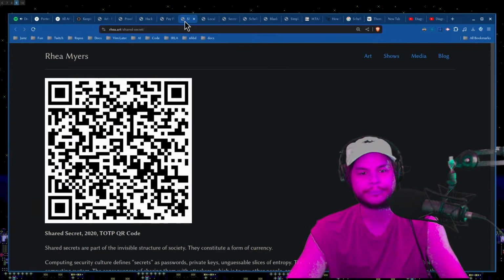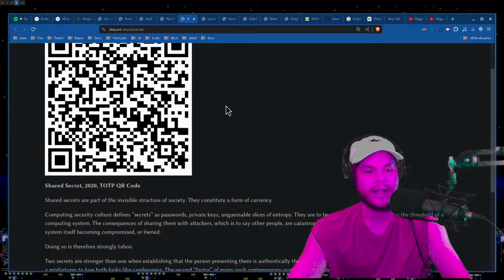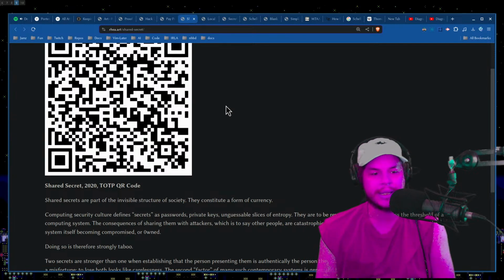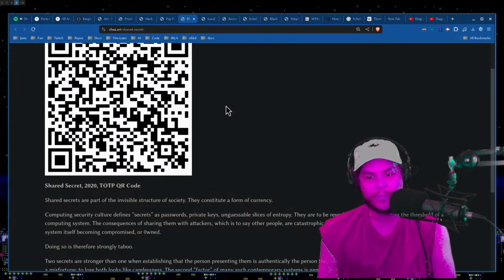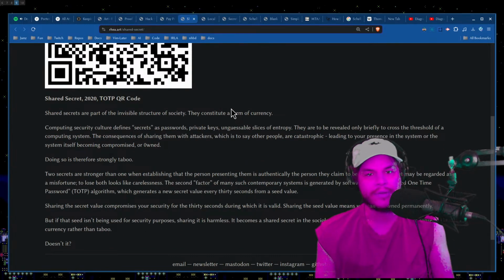Shared Secret. Okay, shared secrets are part of the invisible structure of society. They constitute a form of currency. Computing security culture defines secrets as passwords, private keys, unguessable slices of entropy. They are to be revealed only briefly to cross the threshold of the computing system. The consequence of sharing them with attackers, which is to say other people, is catastrophic, leading to your presence in the system or the system itself becoming compromised or owned. Therefore, doing so is very taboo.